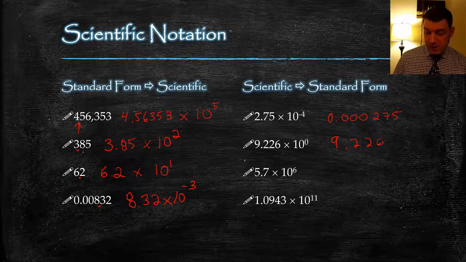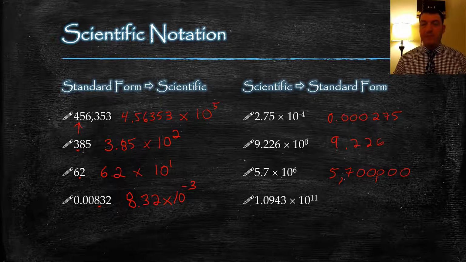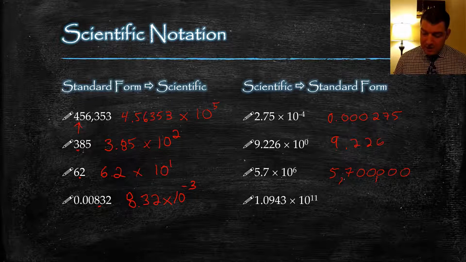5.7 times 10 to the 6th. We move the decimal place to the right 6 times, which means we have 5 zeros between the decimal point and the 7, which means this is now 5,700,000. And we can again see that those trailing zeros are not significant. We wouldn't draw the decimal point there because this was just 5.7. It would have to be 5.700000 times 10 to the 6th for all those zeros to be significant.